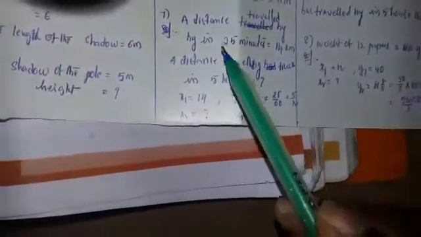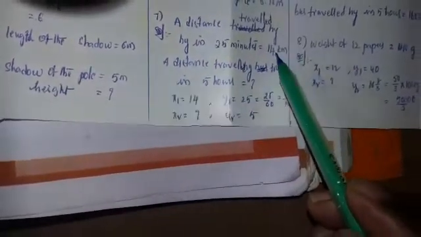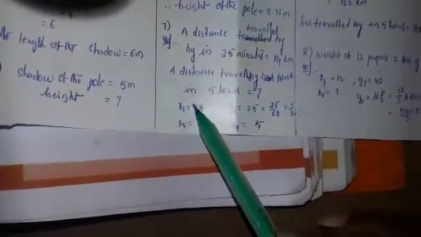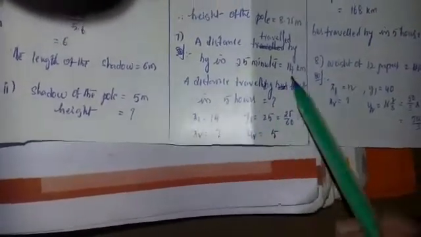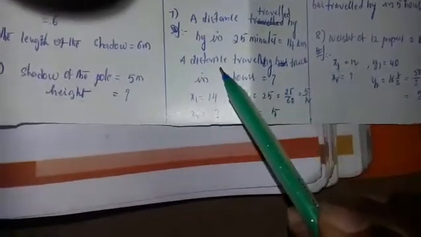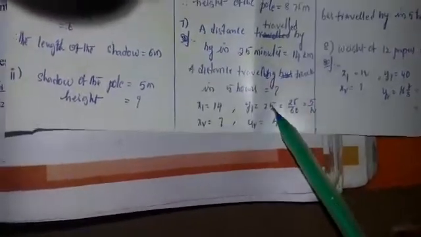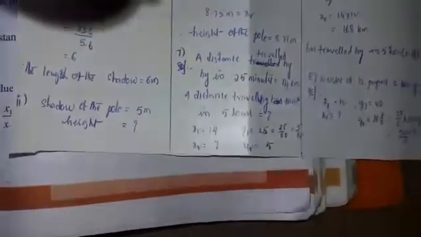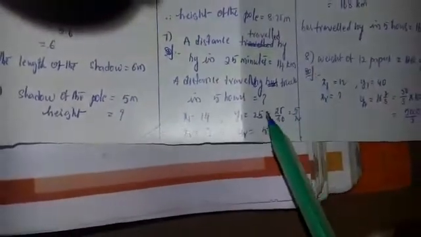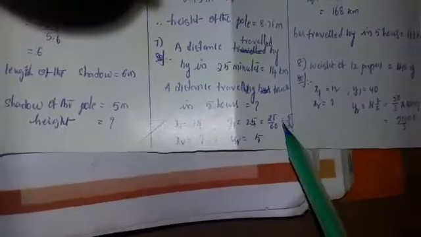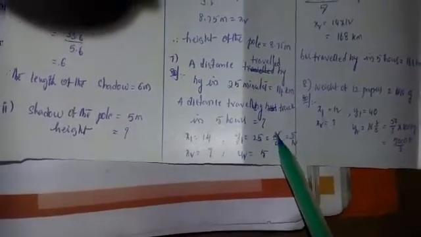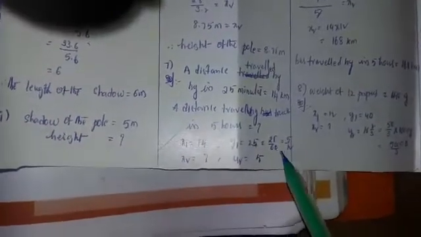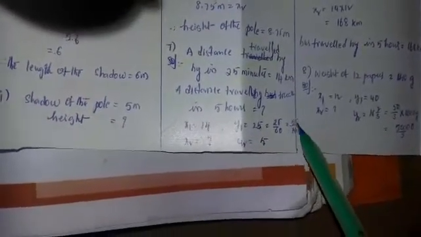The distance traveled by the truck in 5 hours is equal to question mark. So what is the x1 value? 14 km. Here x1 and x2 values are kilometers, so y1 and y2 values belong to time. What is the y1? 25 minutes. Convert 25 minutes into hours. So 25 by 60. 5 cancels 25 five times, and 60 is 12 times, so 5 by 12 hours.